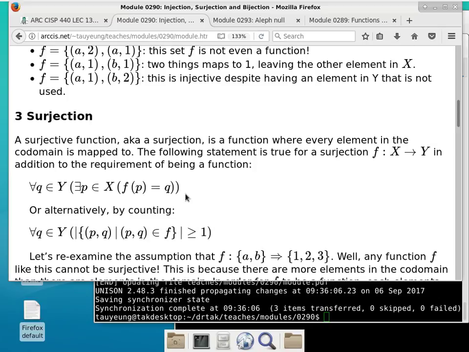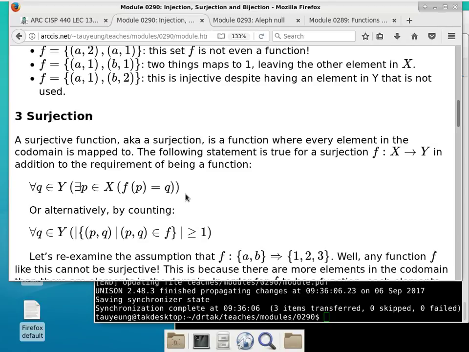So you don't have to use all the domain elements. Well, in order for f to be a function, remember this is an additional requirement on top of being a function. So you do have to use up everything in the domain. But if you also meet this extra requirement, then the function is also known as surjective. So we can also call that function a surjection.